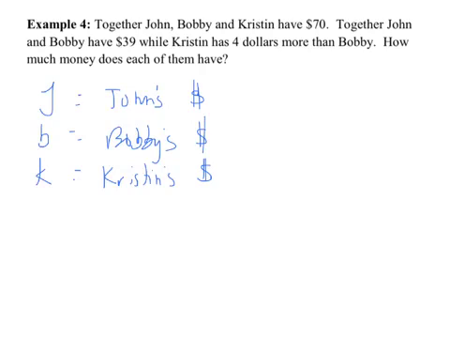With those three let statements and our problem, we can go ahead and write our equations. I'm going to read and write at the same time. So reading the first sentence, together John, Bobby, and Kristen have $70. That tells me the following.